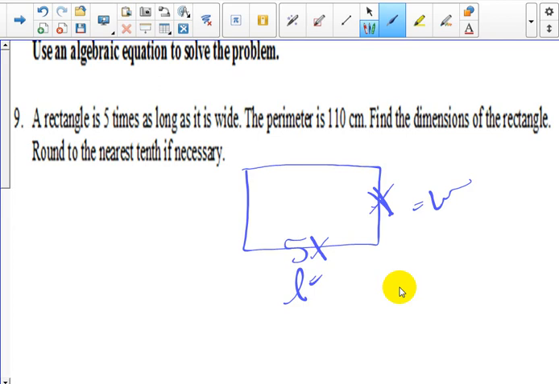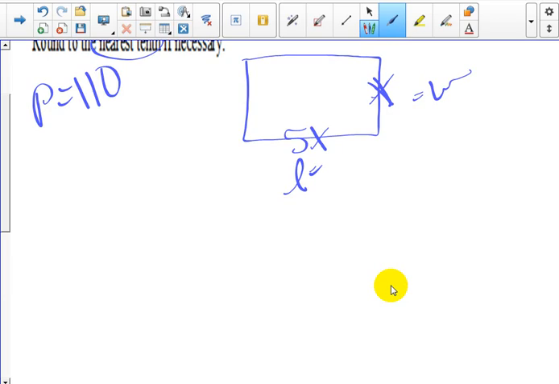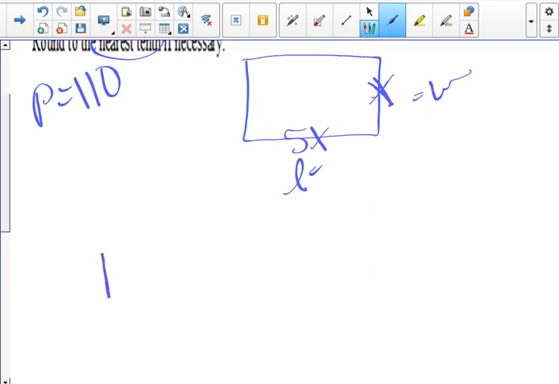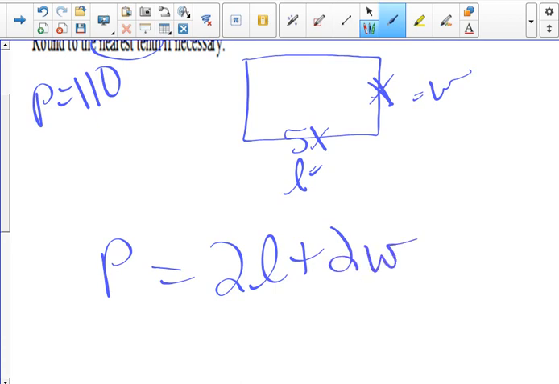The perimeter is 110. Find the dimensions of the rectangle and round to the nearest tenth if necessary. So we won't round until the very end. So what we're going to do is write a perimeter of a rectangle. So perimeter is equal to 2 times the length plus 2 times the width. And we know that our perimeter, it was given that it's 110. So we're going to replace the perimeter with 110.